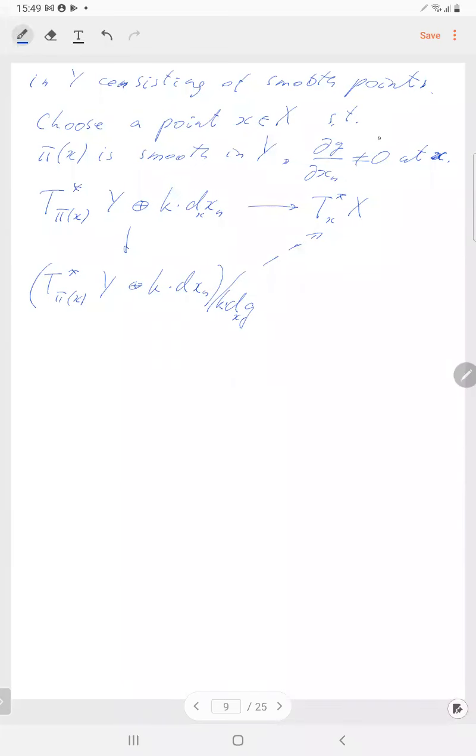So we will know that the dimension of the cotangent space to X is at most the dimension of the cotangent space at Y. Okay, and for this we already know that it equals the dimension of Y, and we again remember that this is the same as the dimension of X.